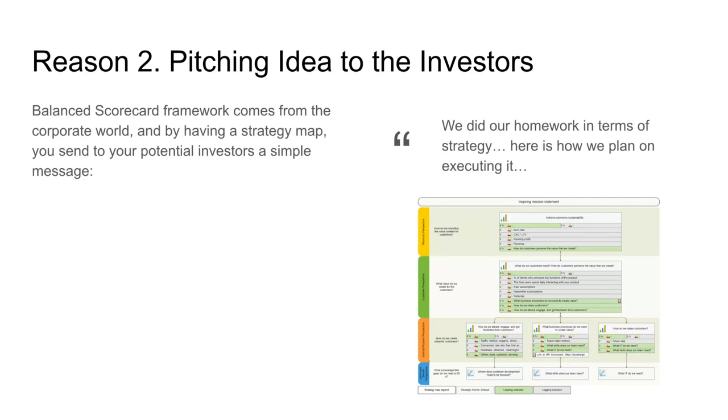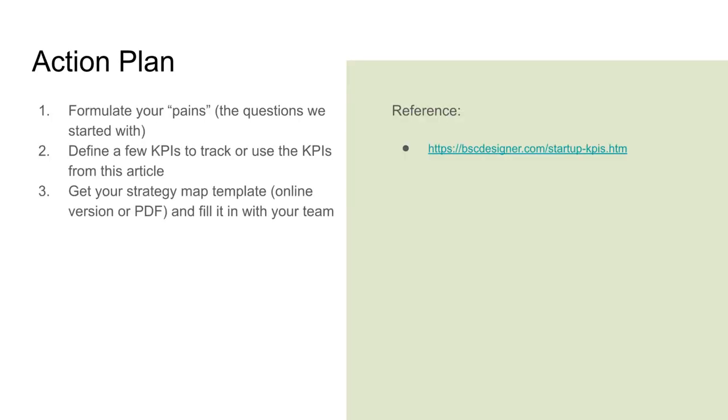When you create this map, you send to investors a simple message, which is that you actually did your homework in terms of strategy, and that you have a plan of executing it. Of course, there might be different ways to explain your strategy. Probably you can do it on a napkin or a small piece of paper, and it's okay for most investors. Probably you want to do it in a very long presentation. You can do it via slide decks, but this is another way, and you can give it a try as well.